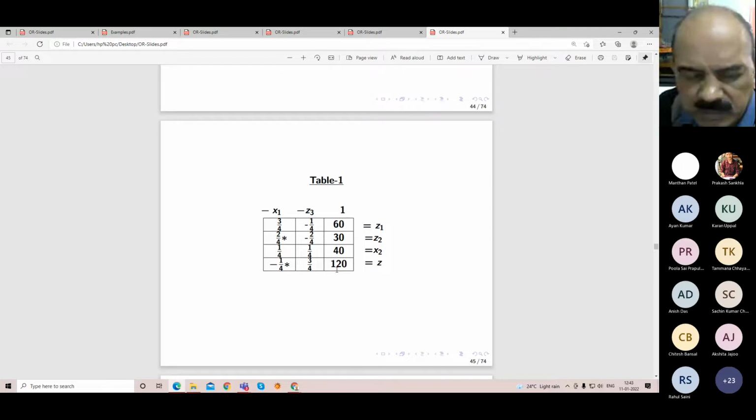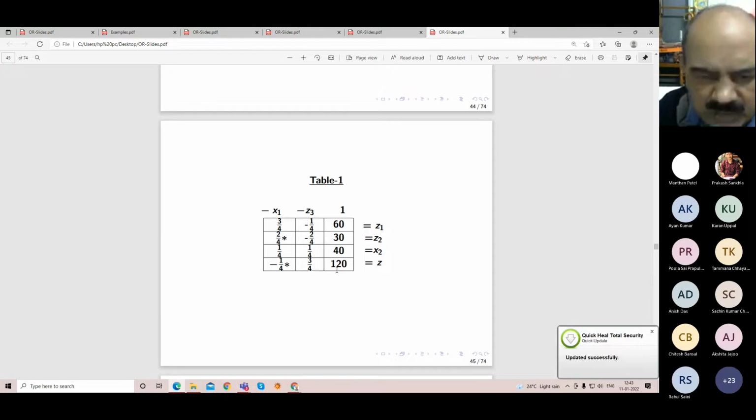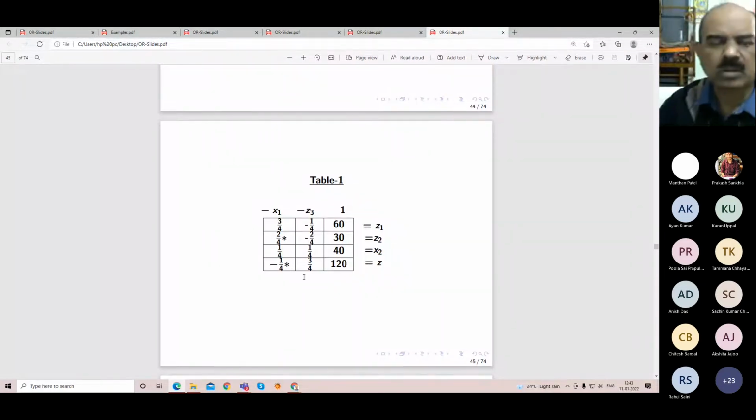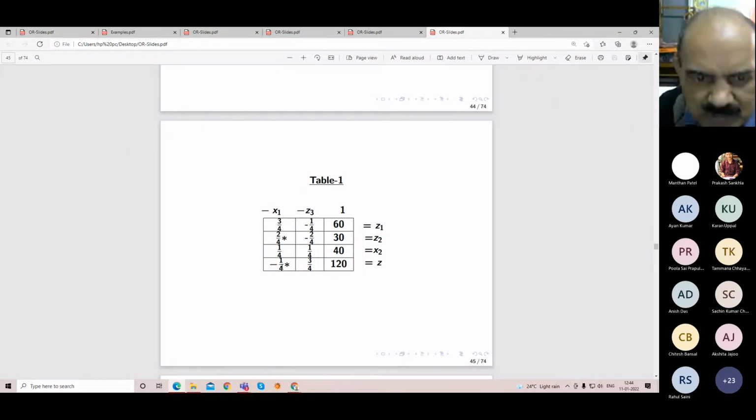Now the question is, is there any possibility to improve further? The answer is yes. Why? Now we check the last row of the simplex table other than the value of the objective function. So Z equal to 120, this you are not checking. We are checking the other two elements, that is minus 1 by 4 and 3 by 4. Is there any negative element? Yes, there is a negative element. With respect to this negative element, now you find the positive ratio.